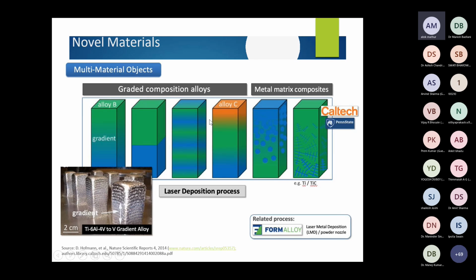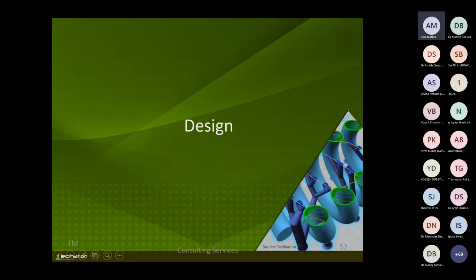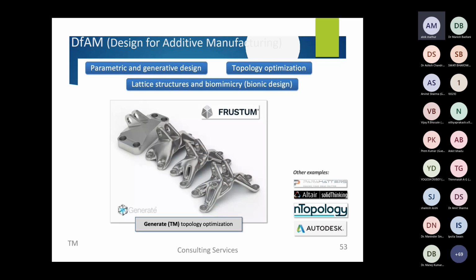Alloy B, alloy C, and these are tried by this company, and we can say foam alloy, laser metal deposition, powder nozzle. If we talk about design, we can produce any complex shapes with this additive manufacturing, and we can call it design for additive manufacturing. You know, design for manufacturing, you might have heard, that is one of the important tech methods. But now we talk design for additive manufacturing, not manufacturing, additive manufacturing.